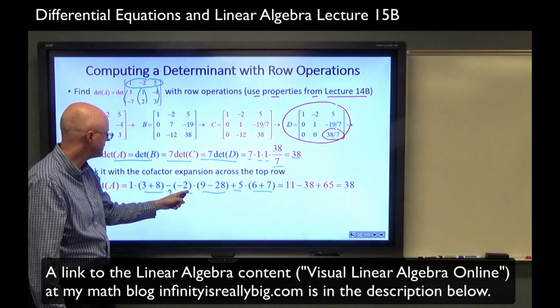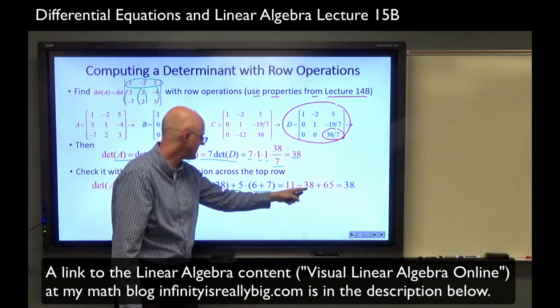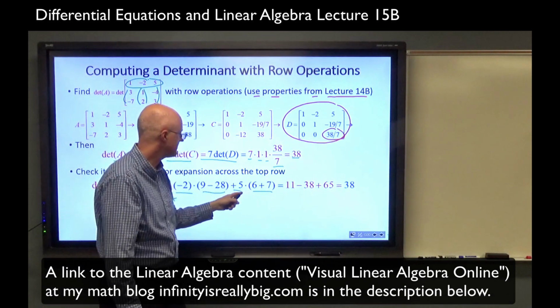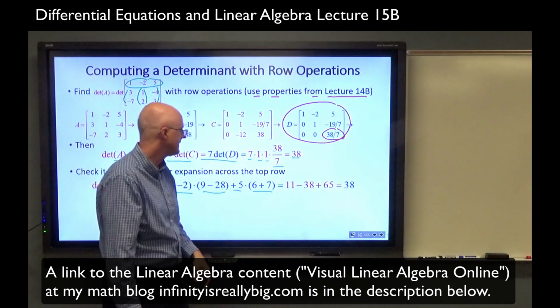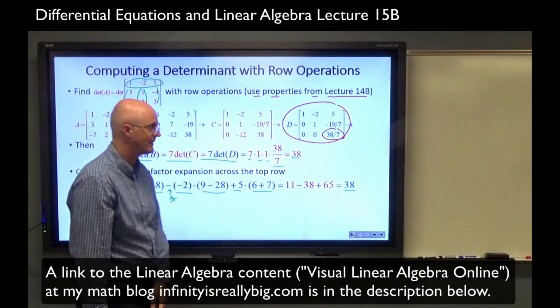Plus is plus 2 times negative 19 is negative 38. 6 plus 7 is 13 times 5 is 65. Combine those and you do get 38. We've confirmed the answer. Okay?